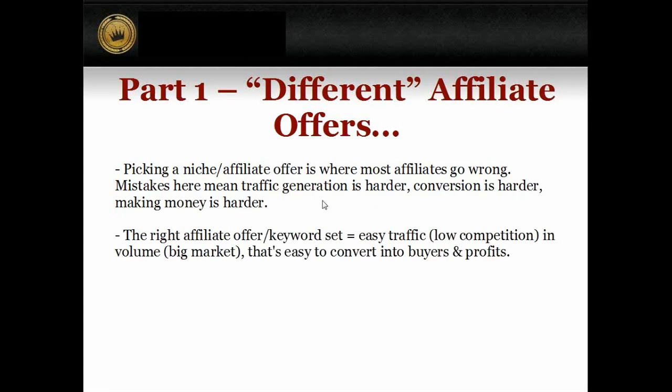Conversely, the right affiliate offer and the right keyword set equals easy traffic because of low competition, in large volume because it's a big market, and that's easy to convert into buyers and profits. That's what happens when you get things right from this first step. You've got the right niche and the right affiliate offer. The traffic is very easy because you're not going up against difficult competition. There's a lot of traffic there to be had because the volume is significant even despite the low competition. And the large volume that there is is so highly targeted that it's just so easy to turn them into buyers.